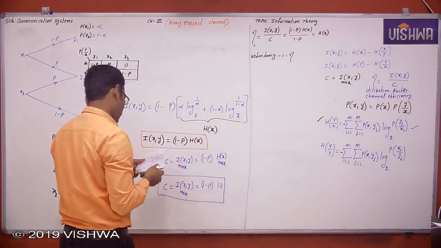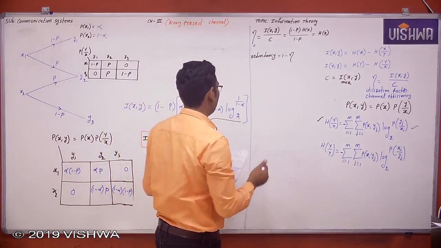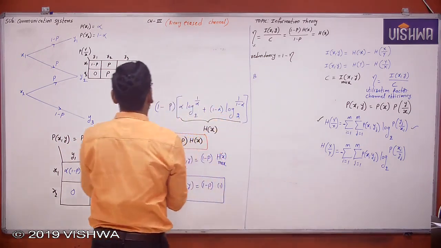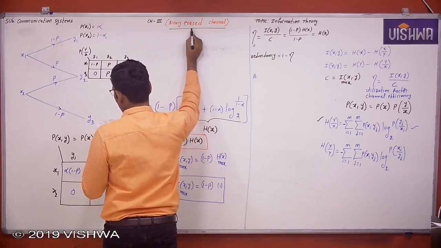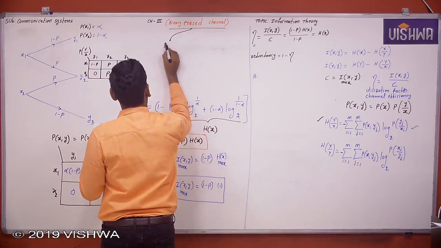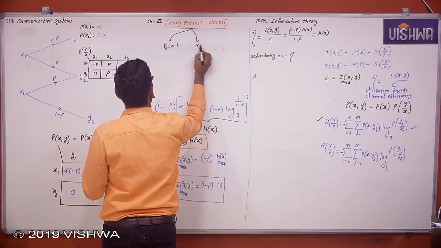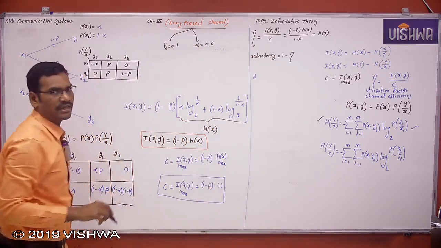Now let us solve one problem. Here is the question. In a binary erasure channel, the probability of error is 0.1 and alpha is 0.6. Then find the mutual information, capacity, and all these things.